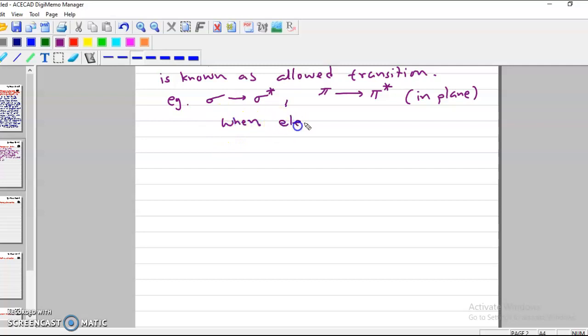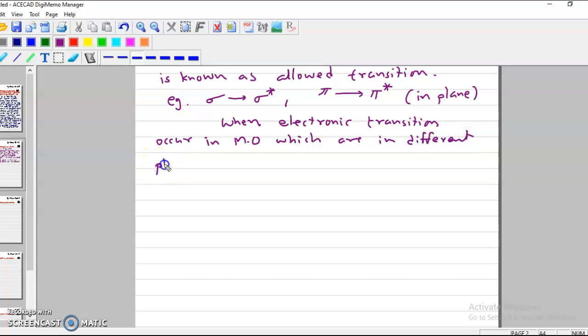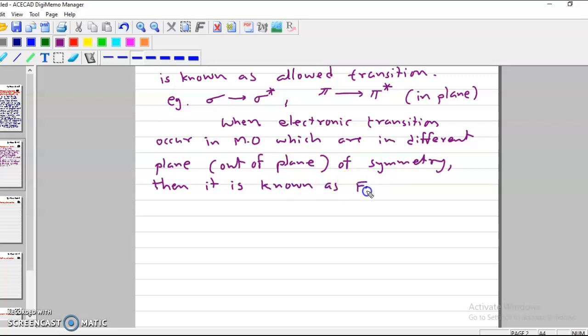When an electronic transition occurs in molecular orbitals which are in a different plane, that is known as an out of plane transition, then according to the plane of symmetry it is known as a forbidden transition. And it has very low probability.